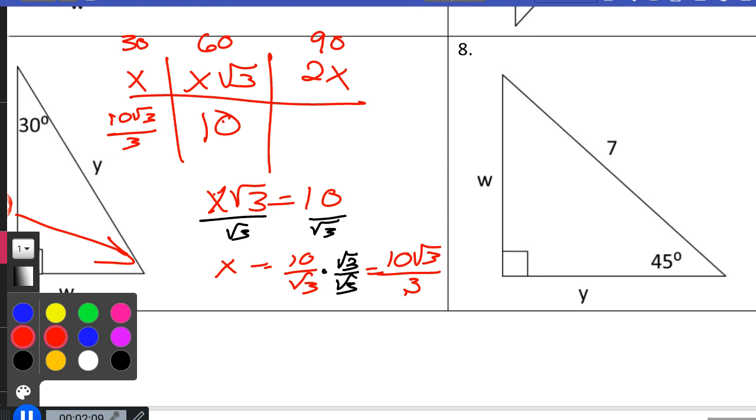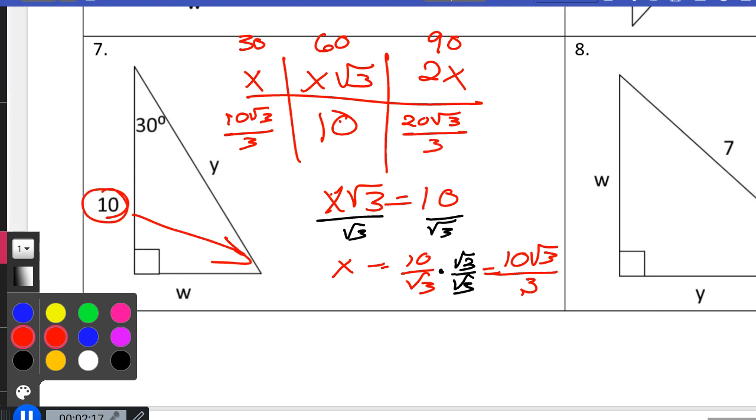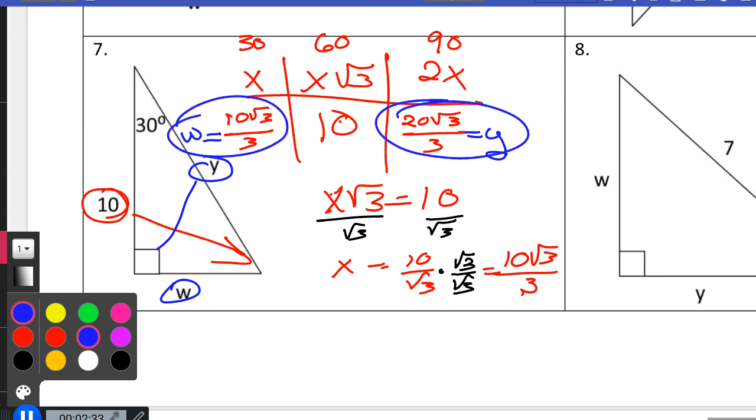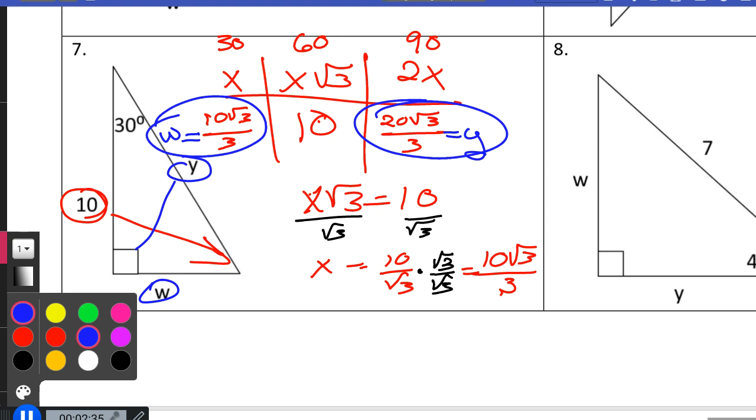Now that I have x, I can double that to get 2x: 20 root 3 over 3. Now a lot of us left it right here. Oh, I don't know which one is your answer. Which one is y and which one is w? Well, y is across from the 90, so this one equals y. And that makes this one equal w. Okay, and then if possible, give me a little circle there.